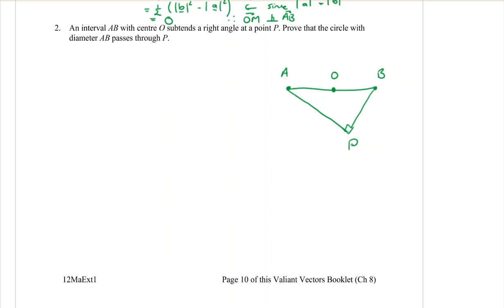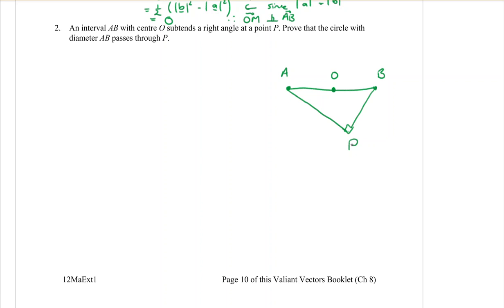Prove that a circle with a diameter of AB, so if we were to draw a circle going through the A and the B, O would obviously be the center, that the circle would also pass through P. That is actually a property of what we call circle geometry, that the angle in a semicircle is always a right angle. Okay, so not something that we've seen before, but it is actually a geometry proof, a fact. So we've got to prove it though with our vectors.